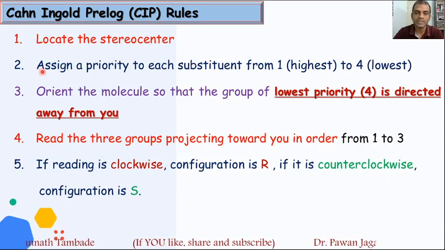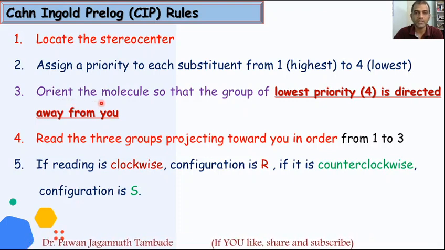Second, assign priority to each substituent present on the chiral center from highest to lowest priority, say from 1 to 4, as we did in the last example. Then orient the molecule so that the group with lowest priority, that is fourth priority, is away from the observer.